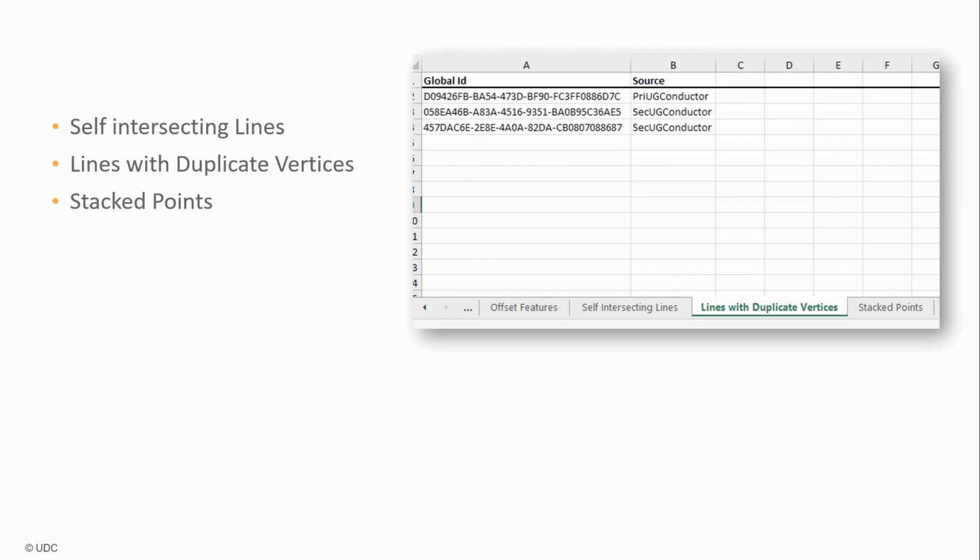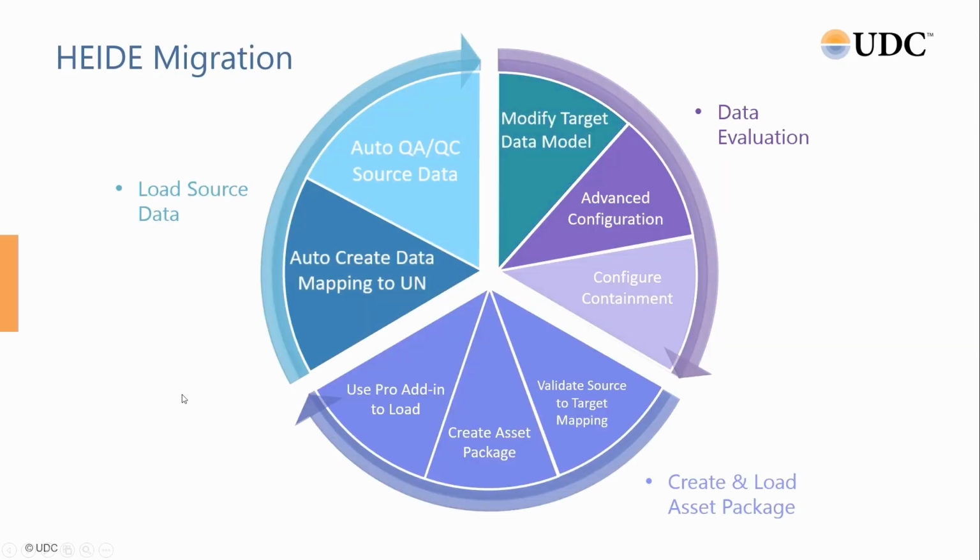Some other value added migration information that we're providing is self-intersecting lines, lines with duplicate vertices and stack points. All of this matters because it's going to affect the way that your data migrates. We've talked a lot about schema mapper and HEIDE doing all of this automated logic to decide what goes where. But just because HEIDE decides it doesn't mean that's the answer. So the next step is taking a look at that target data model and determining whether or not it's set up the way that you want to set it up.